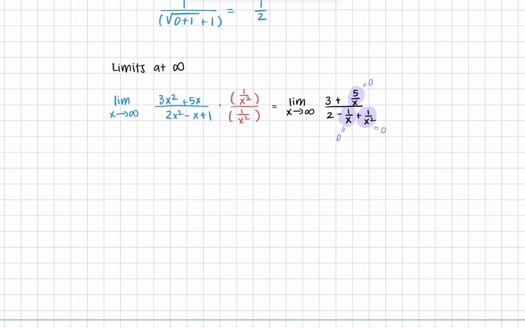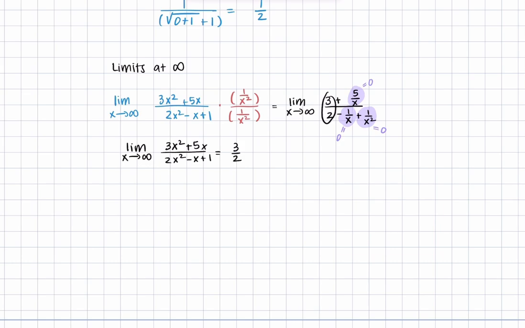As the x value approaches infinity, these values are going to approach 0, so we can think of it as equaling 0. We can simplify this, and we get the limit as x approaches infinity to equal 3 over 2 for this function. So 3x squared plus 5x all over 2x squared minus x plus 1 equals 3 over 2.